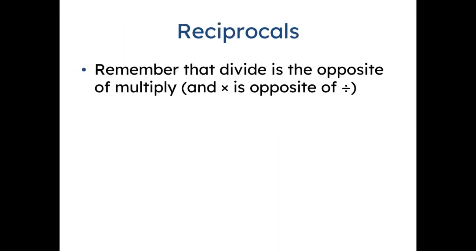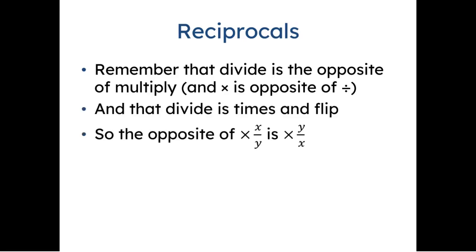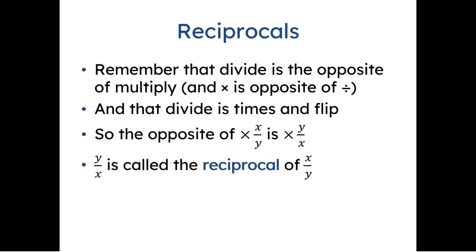So, got this idea of reciprocals. Remember that divide is the opposite of multiply, and multiply is the opposite of divide. And remember that divide is times and flip. So the opposite of multiplying by something over something else is multiplying by something else over something. Or in algebra terms, multiplying by x over y, the opposite is multiplying by y over x. Y over x is called the reciprocal of x over y.